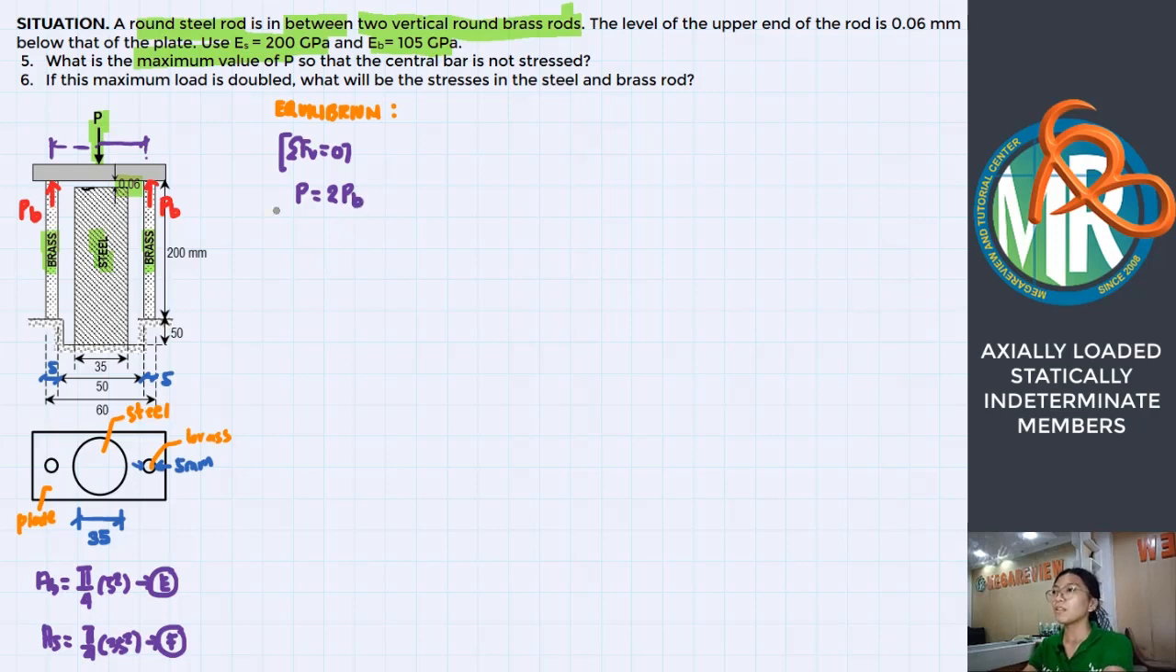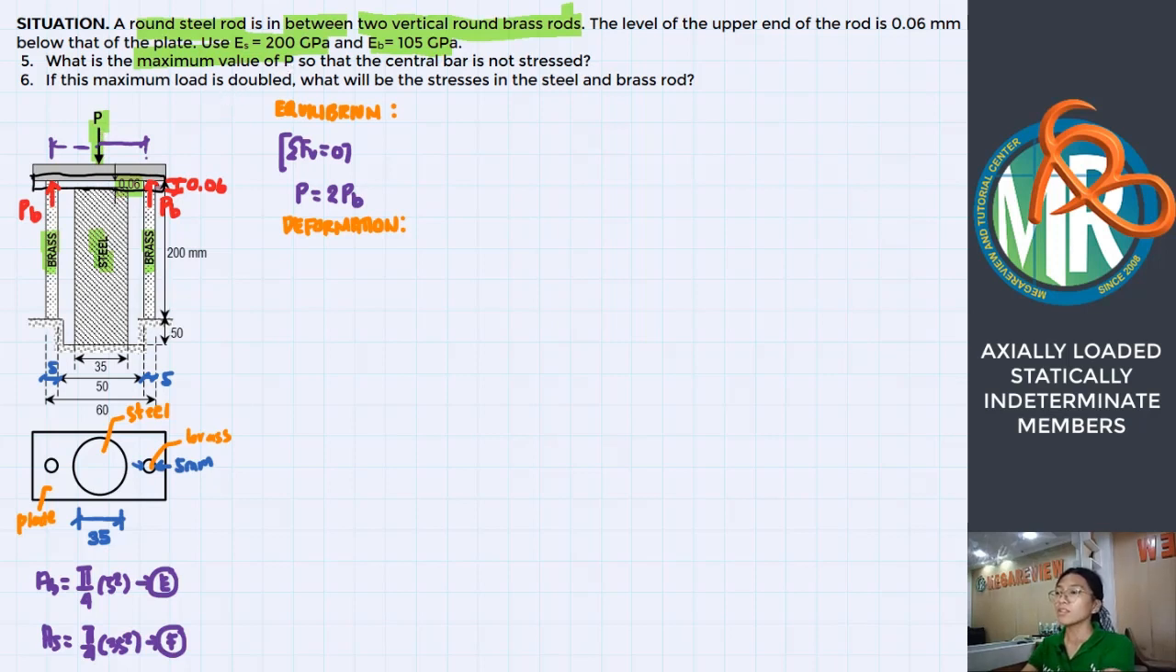So, you can proceed with the next equation, which is the compatibility equation, or the deformation relationship. What is the final positioning of our plate such that the steel bar is still not stressed, to get the maximum value of P? For the steel bar to still not be stressed, the displacement of our plate should equal 0.06 millimeters. This is the final positioning of our plate as you apply the maximum value of P. I hope you're getting that.